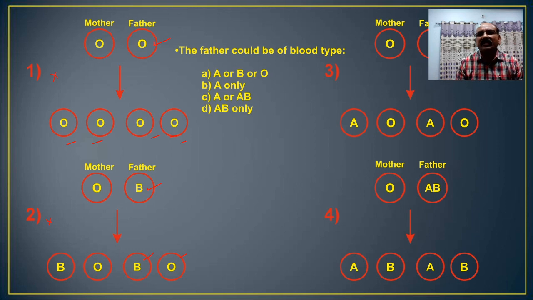In the third one, the father with blood group A is able to produce a child with blood group A, with the mother having blood group O. Even the father with AB is able to produce a child having blood group A. Hence we now have two options: the father having blood group A or the father having blood group AB can produce a child with blood group A with the mother having blood group O.